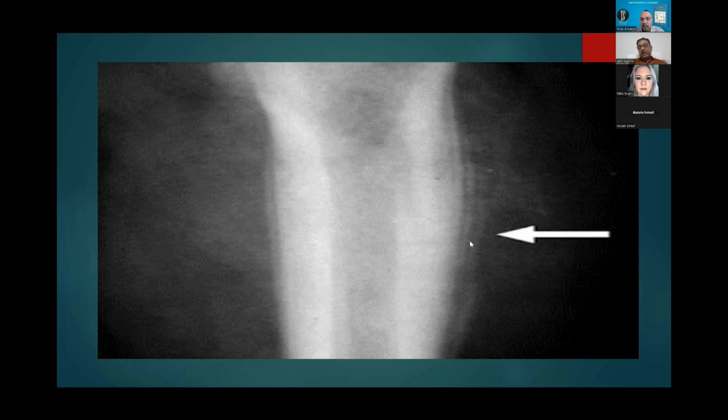But if you look very carefully with the magnifying lens, you have what is known as a classical onion peel appearance. So there are several layers of periosteal reactions. And this is the classical appearance and location of a very aggressive tumor called Ewing sarcoma, as we discussed.